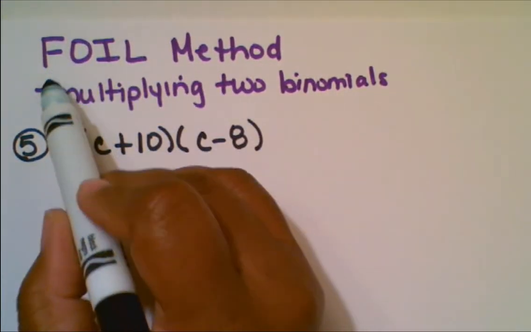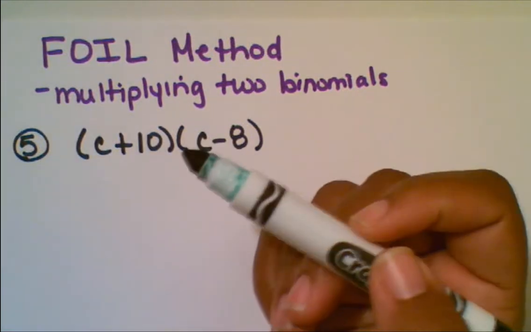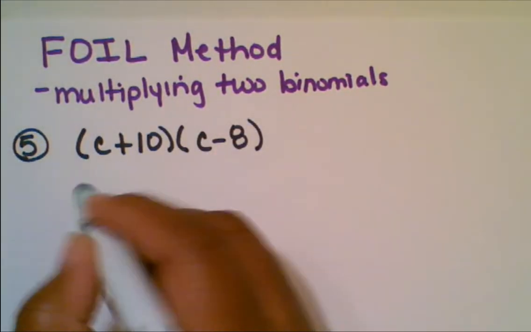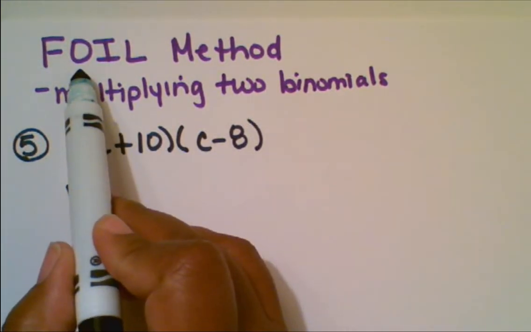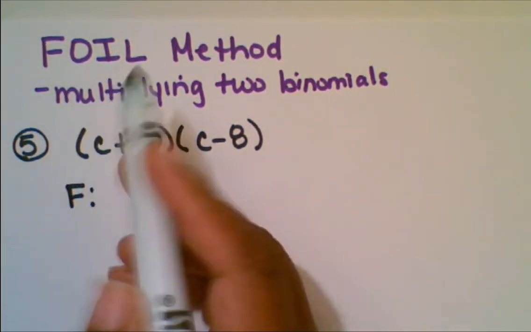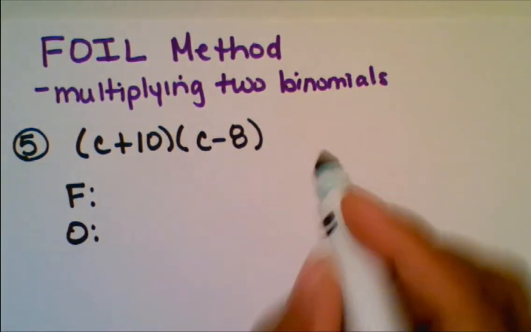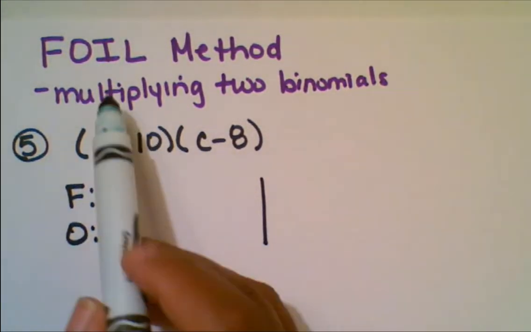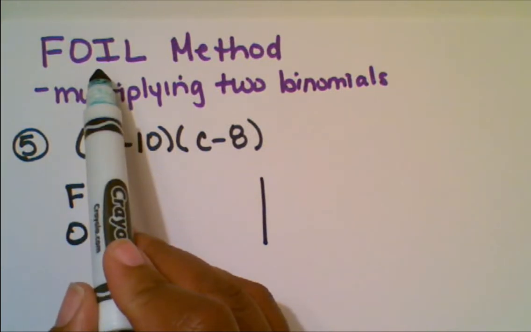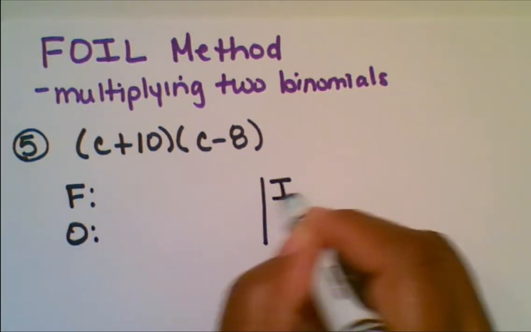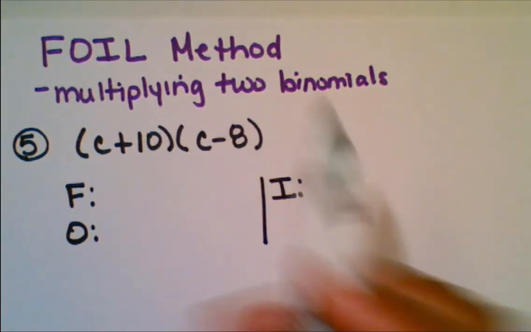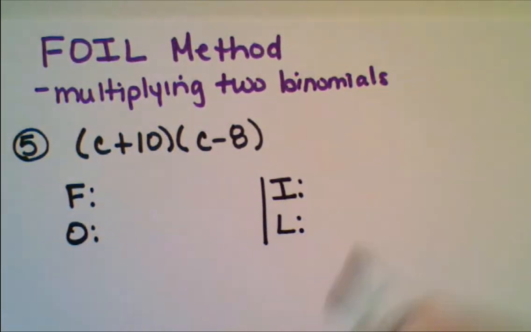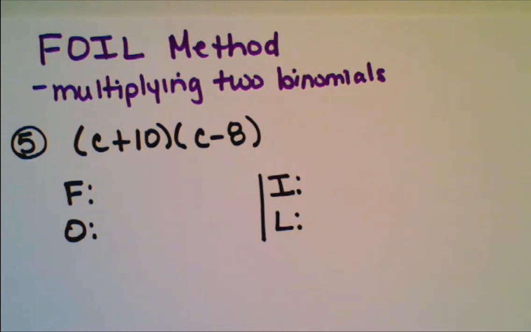FOIL method. F stands for the product of the first terms. Then O represents the product of the outside terms, and I'll show you those. Then we have I, the product of the inside terms. And then L represents the last term, the product of the last terms. We are still using the distributive property.